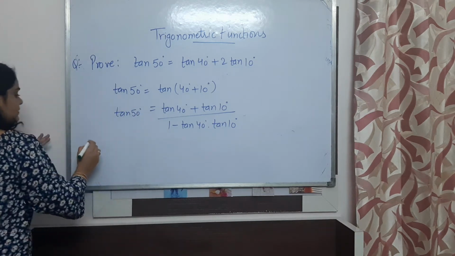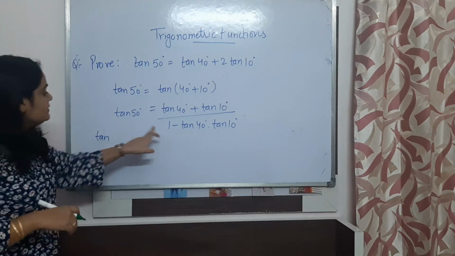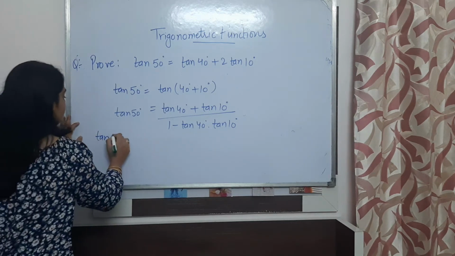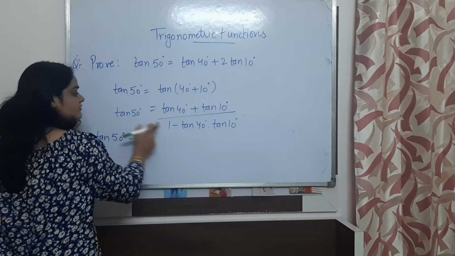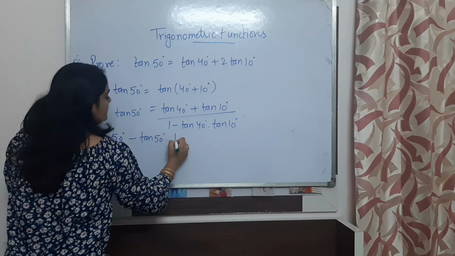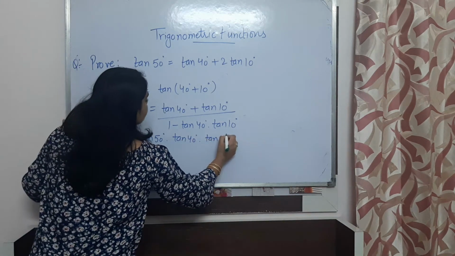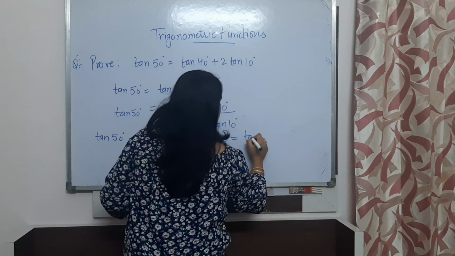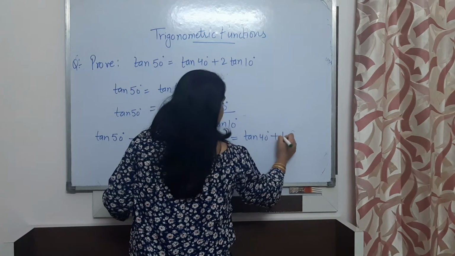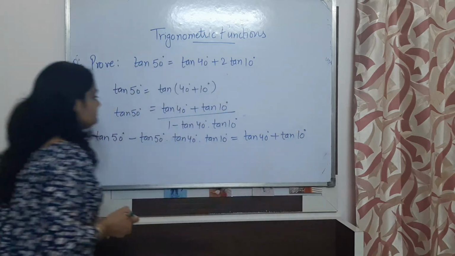Now it will multiply with tan 50. So I am just directly multiplying with it. So tan 50 into minus tan 50 minus tan 50 into the whole thing. It becomes tan 50 multiply tan 40 multiply tan 10 is equals to tan 40 degree plus tan 10.